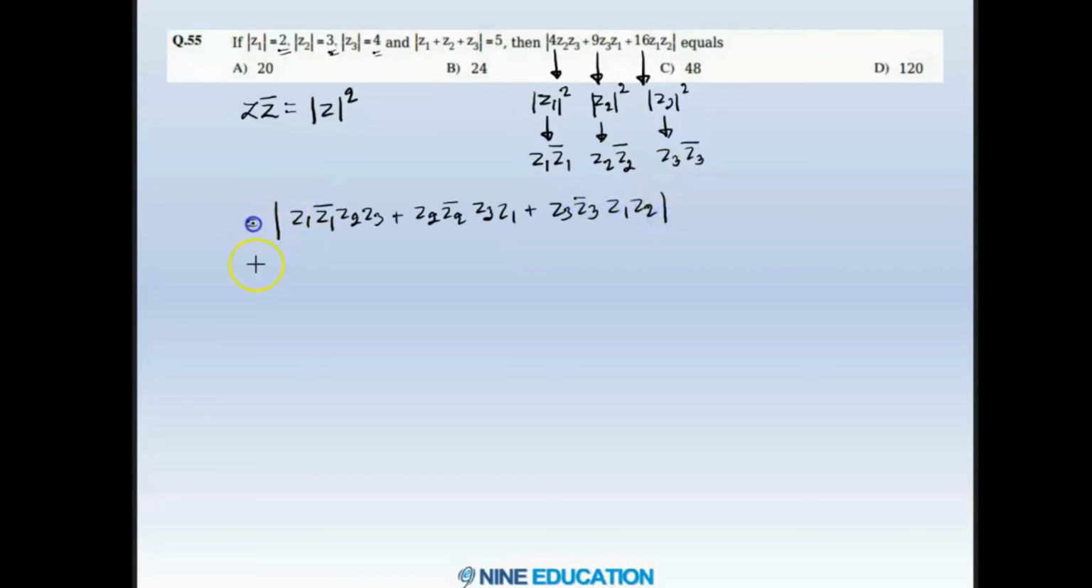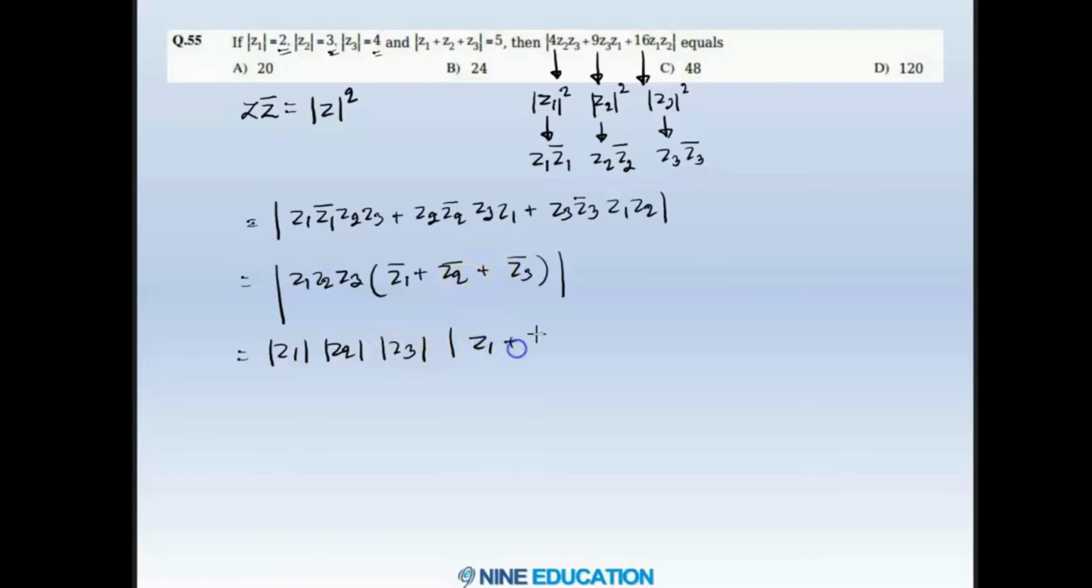Overall, if you observe, in each of these terms I can take z1 z2 z3 common, and we'll be left with z1 bar plus z2 bar plus z3 bar. Now z1 z2 z3 can be taken outside of this modulus separately, and we can take their mod values separately. For the remaining part I can write z1 plus z2 plus z3, with a conjugate on each of them, so as a whole I can put a conjugate sign.